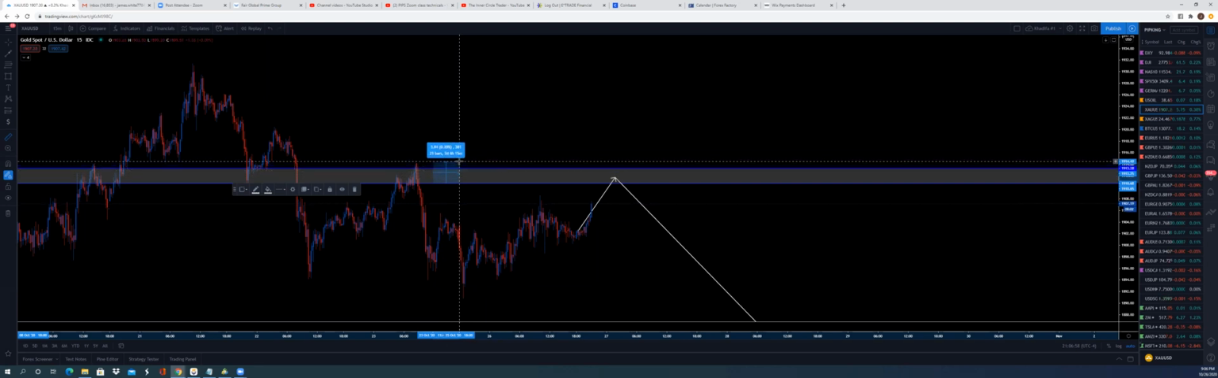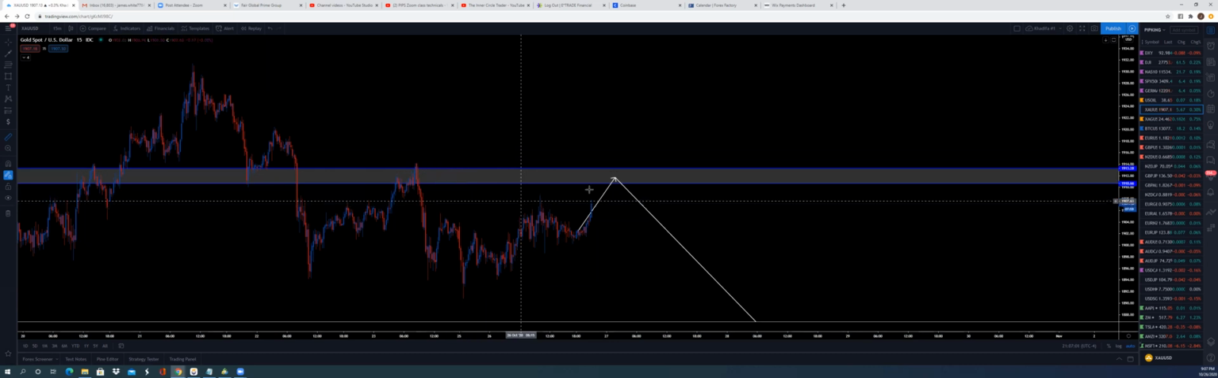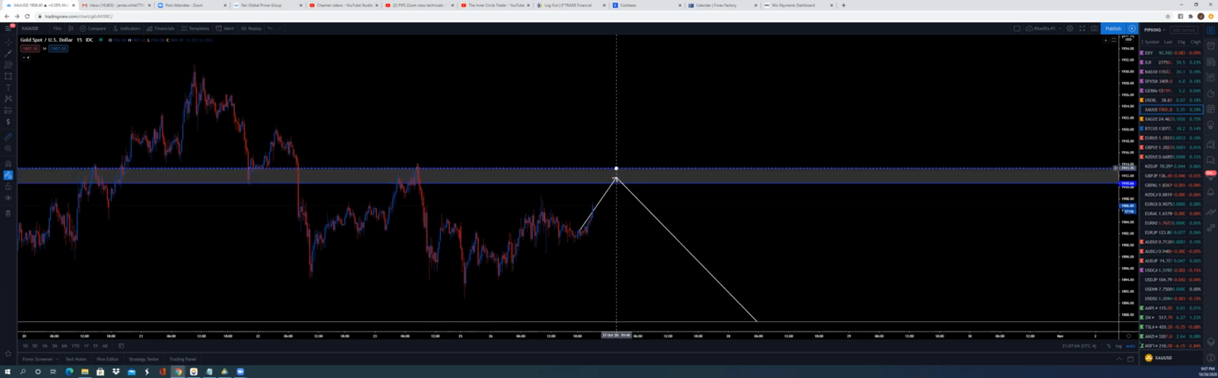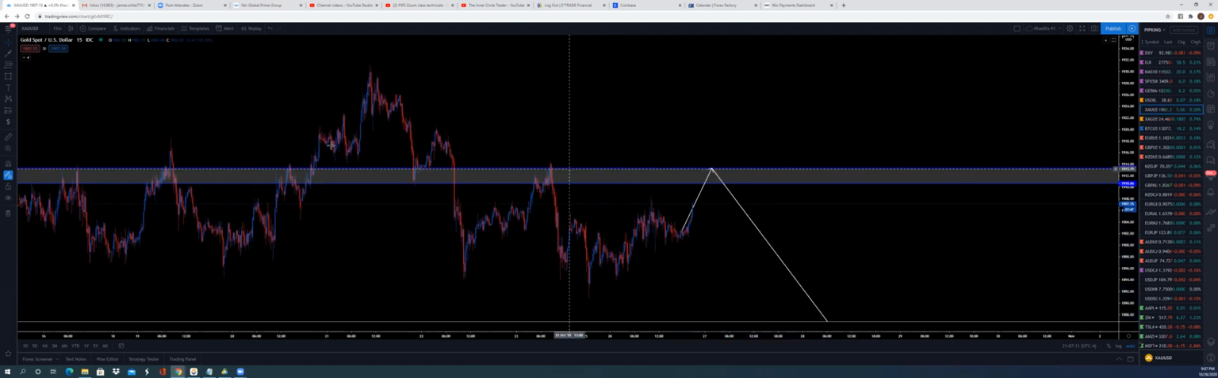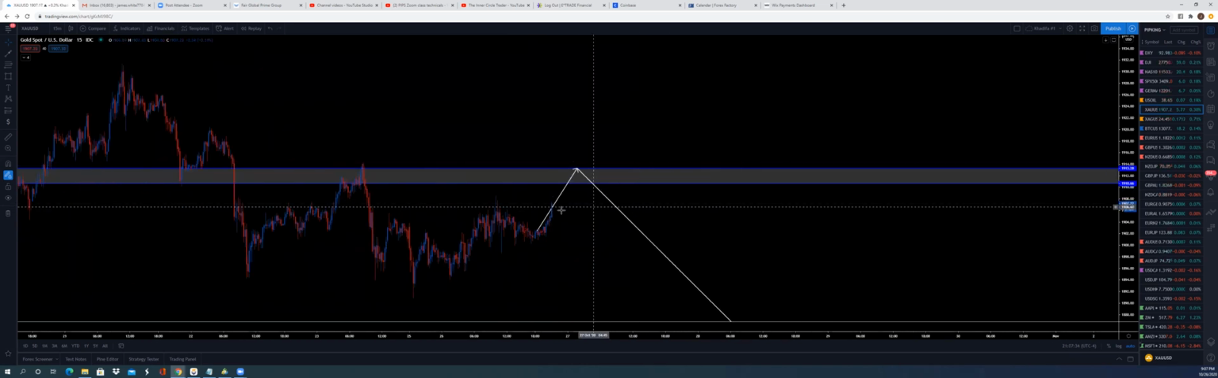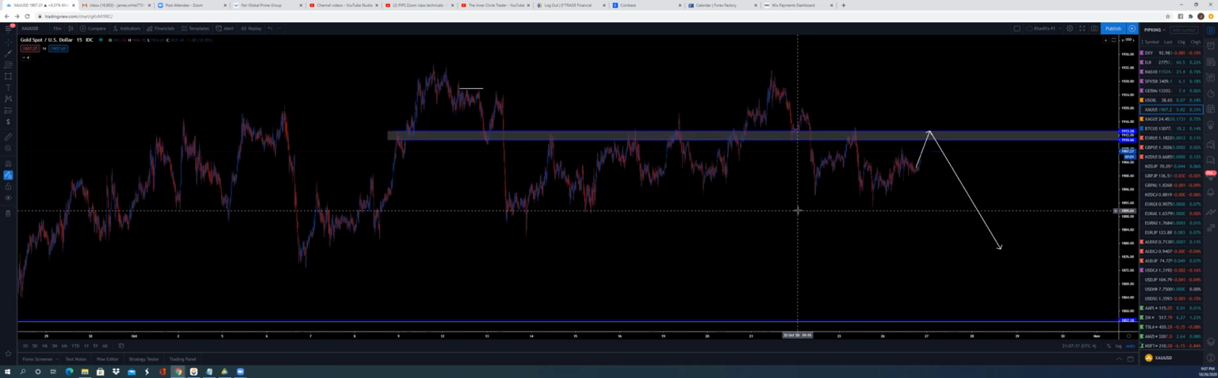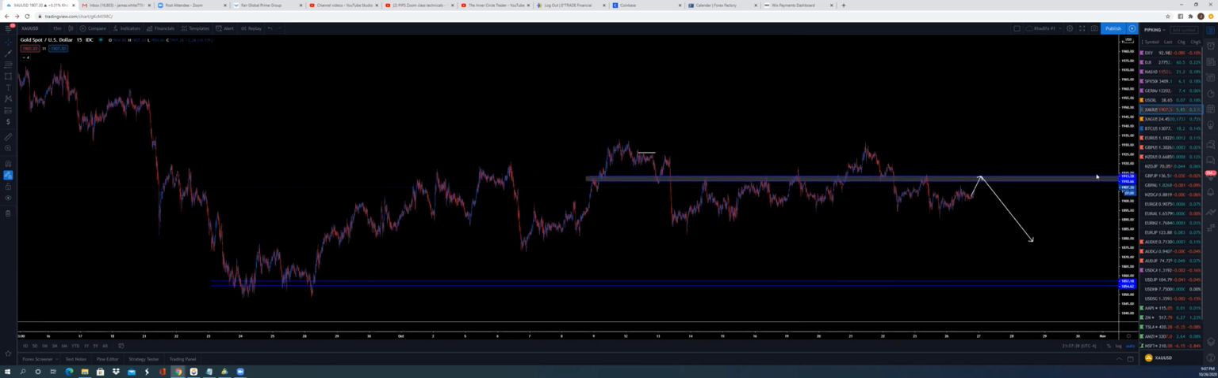Matter of fact, I would probably take my entry. I would probably put two entries on. That way it'll be tight. But you can go here too. 1910. Put that stop loss like 1911. Like I said, like 100 pips. But yeah, I like that for gold. That's what I would like to see out of gold to start the week out with.